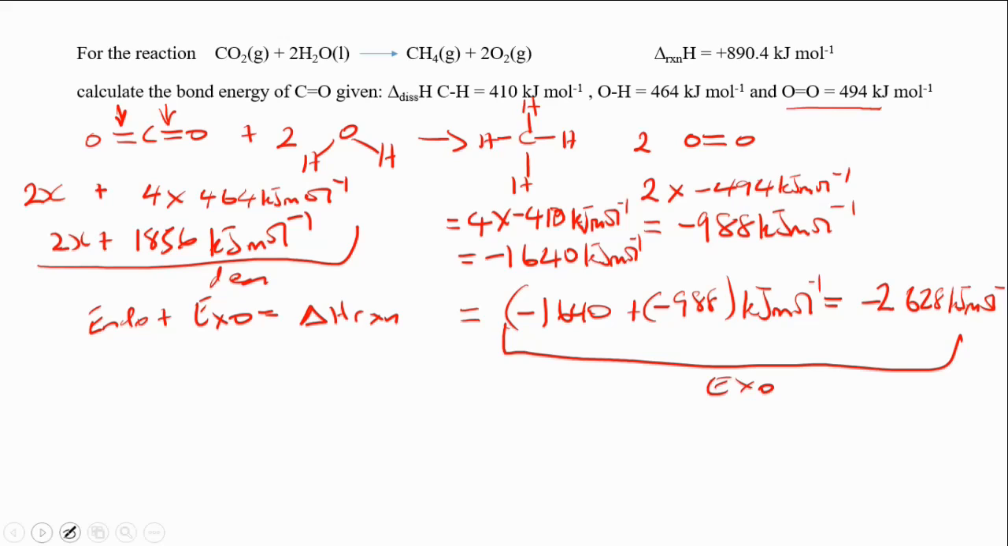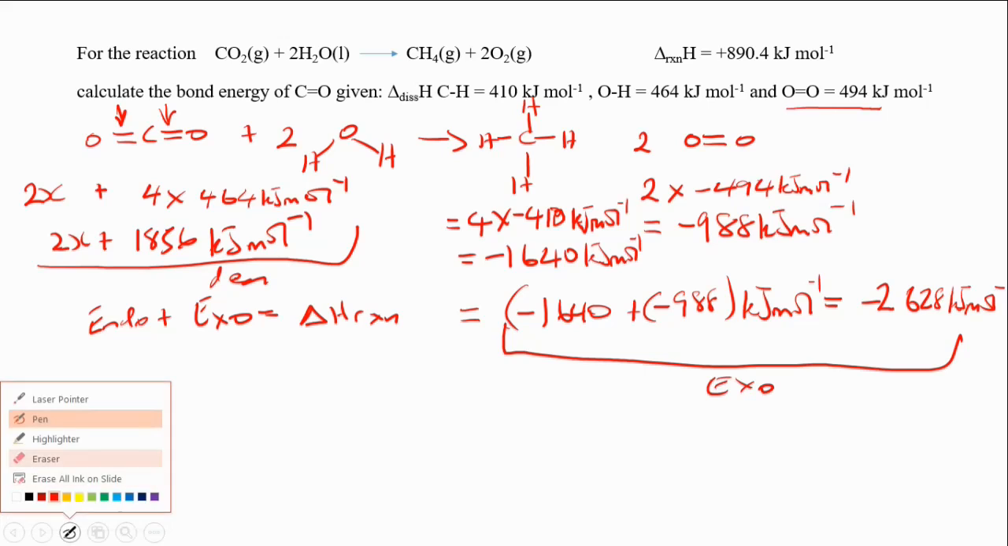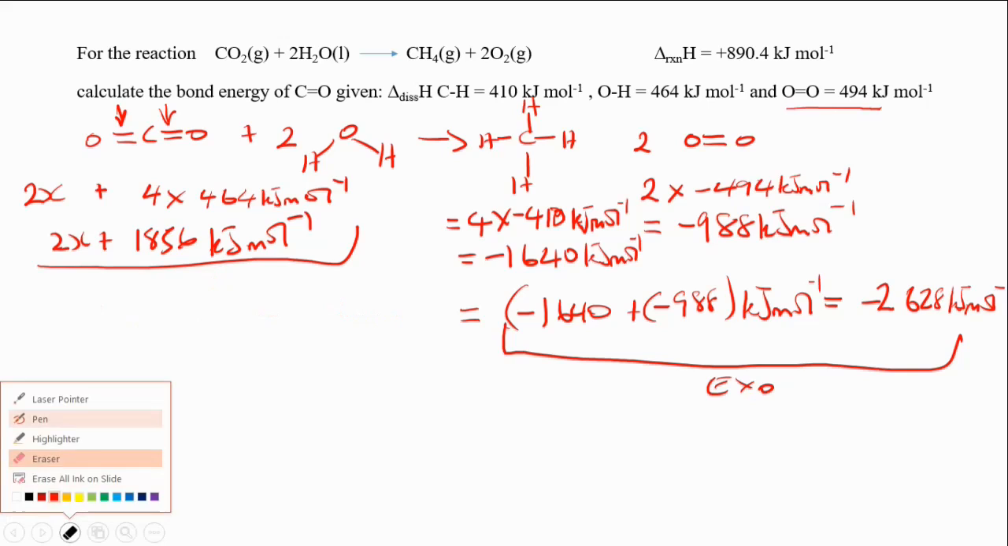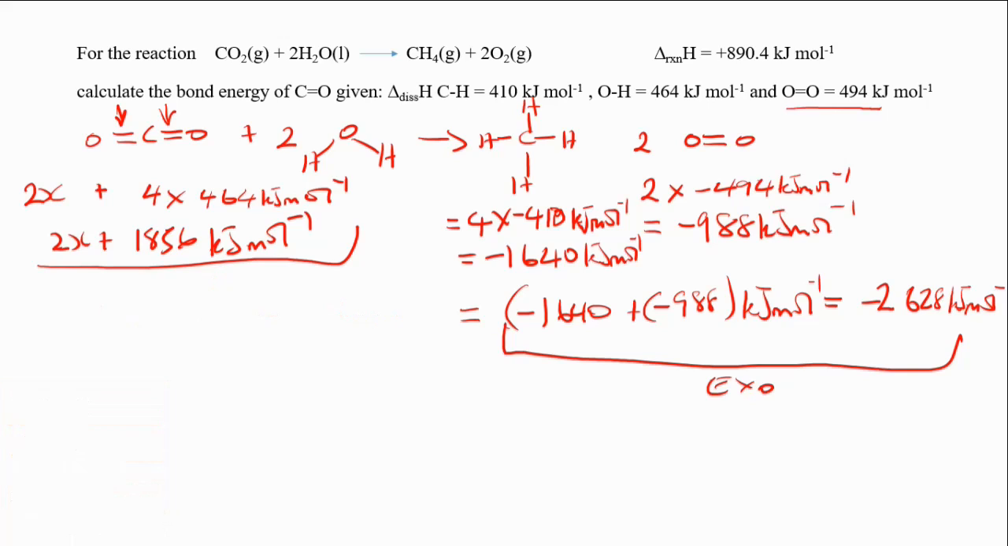Wait, I think I made a mistake. Let's just erase this a little bit so you can see. Right, we know it's endo plus exo, that is equal to the enthalpy change of reaction. Let me write that back in a more clear fashion. So over here we say this is endo, and we say the solution is endo plus exo, which is equal to the enthalpy change of reaction.